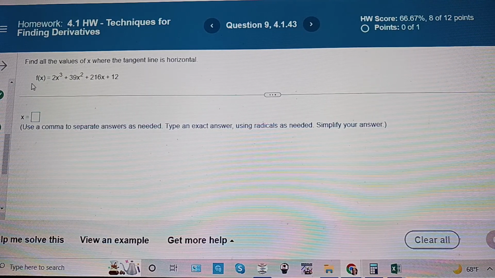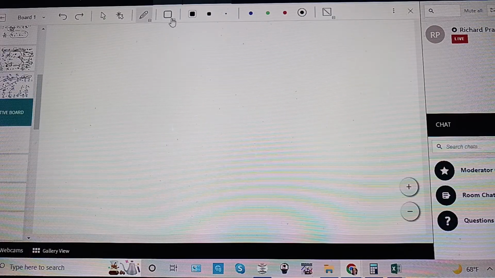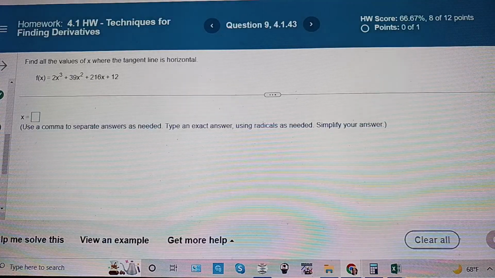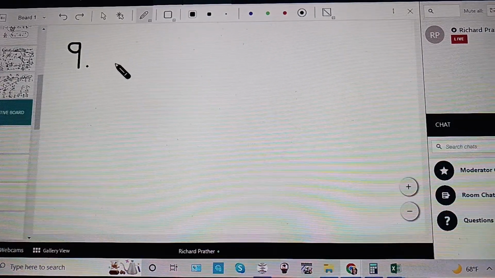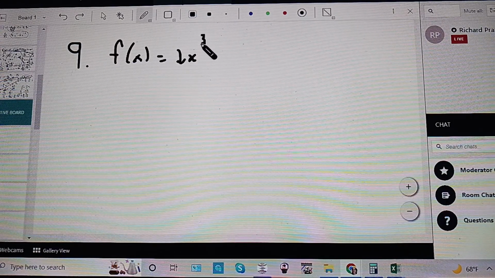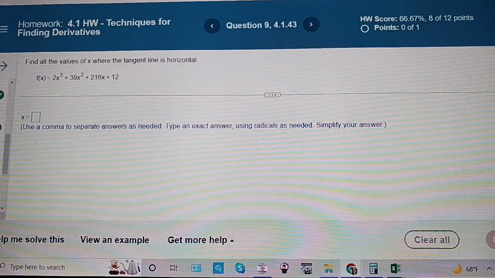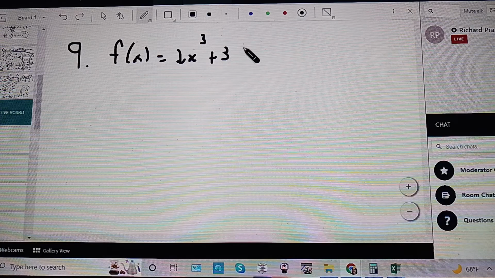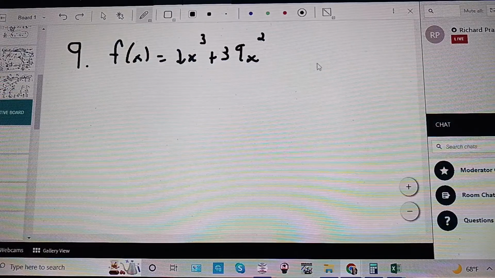Okay, so we have a cubic function here, 2x cubed plus 39x squared plus 216x plus 12. Find all the values of x where the tangent line is horizontal. That's a very important topic we're going to deal with in the next chapter, actually. f of x equals 2x cubed plus 39x squared plus 216x plus 12.